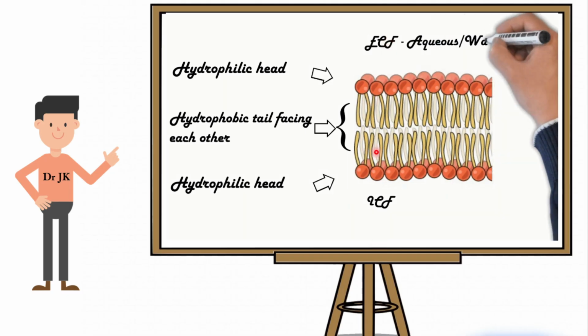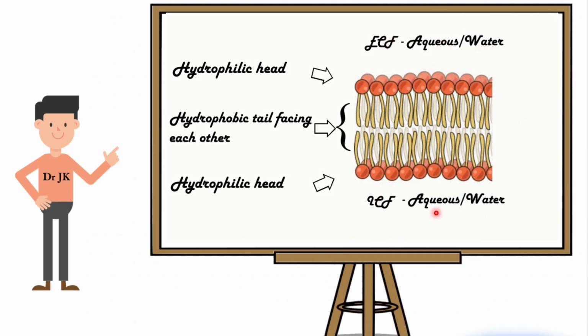And you know, ECF and ICF are aqueous compartments, that the major composition of ECF and ICF is water. So since tails are hydrophobic, they will be facing away from the water containing ECF or ICF, whereas the heads are hydrophilic, so they will face towards the water containing compartments. That is why this beautiful arrangement of lipids, and this arrangement is called the lipid bilayer.